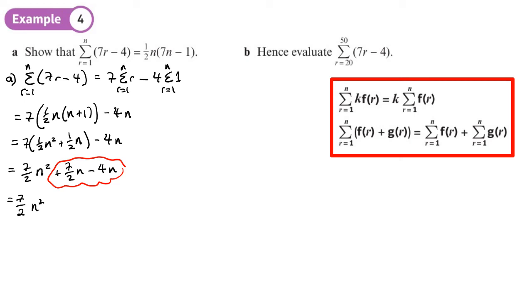So 7 over 2 is like 3.5. So 3.5 minus 4 gives me negative a half. So negative a half n. This can be refactorized with half n outside, just leaving me with 7n minus 1 as required.